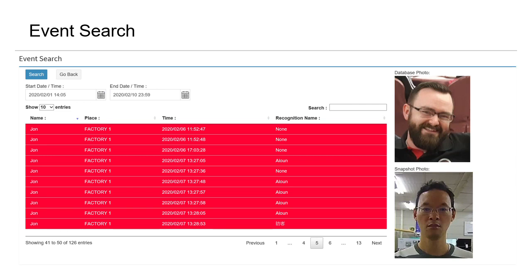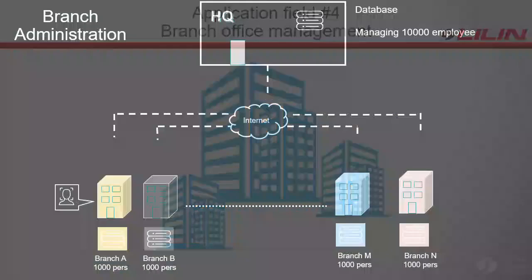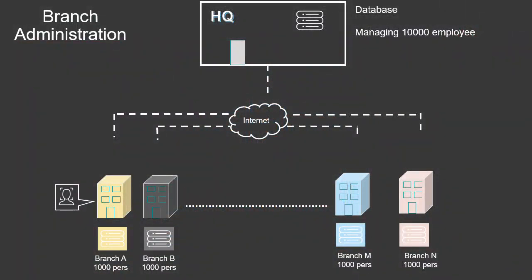And the last one I want to introduce to you is about branch office management. So we used to sell our system to many companies that have branch offices, that have multi-site management. Or like security companies that have multiple sites to monitor. So in this case, let's say we have different branches. So we have N branches, and every branch has 1,000 people.